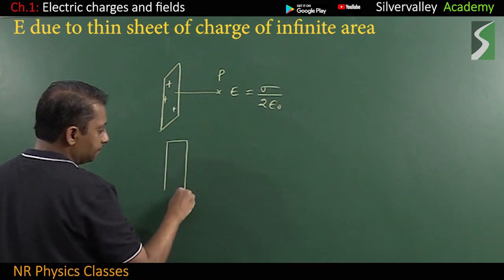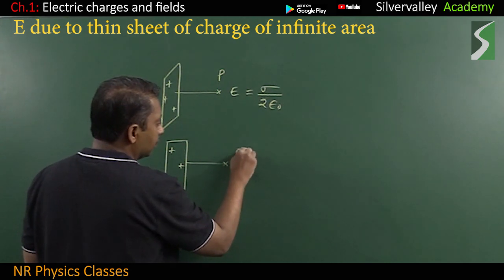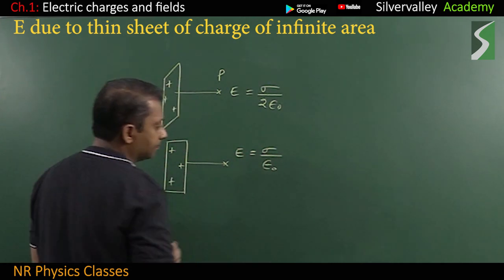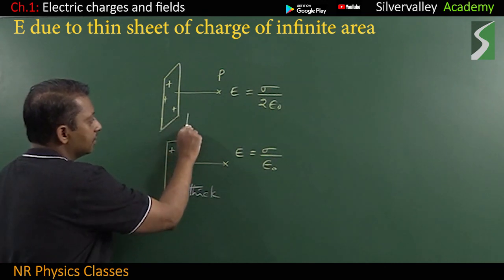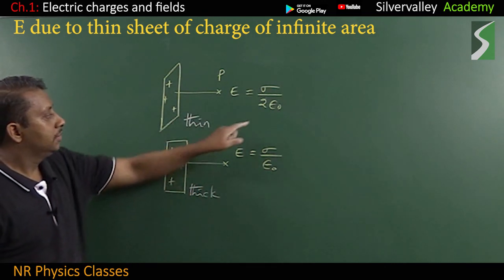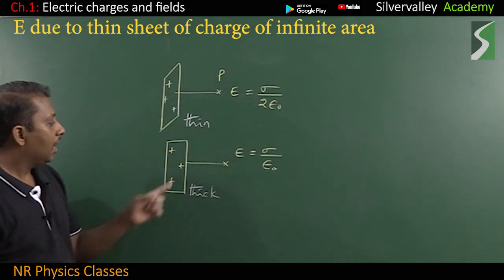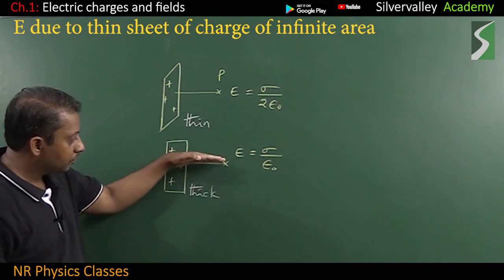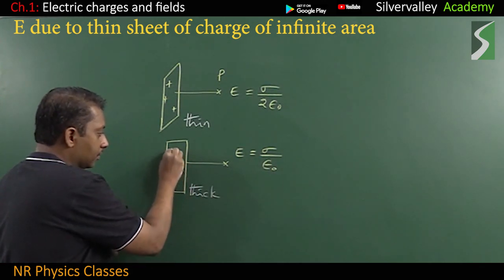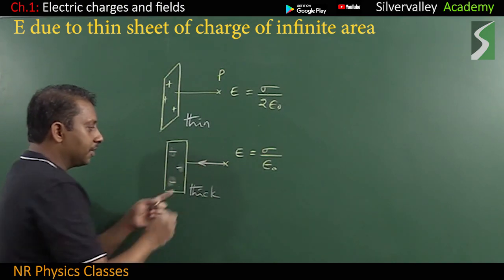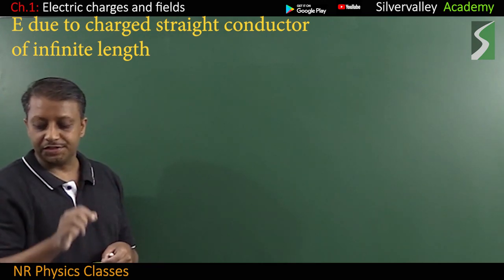Because of a thick sheet, electric field at some point is sigma by epsilon naught. This is a thick block. This is a thin sheet. So this is there in NCERT, and this is an extension of this result. And if the electric field is due to positive charge, it is away; due to negative charge, it is towards. If this is negative, we should draw the electric field towards, but that electric field should be perpendicular to the surface.